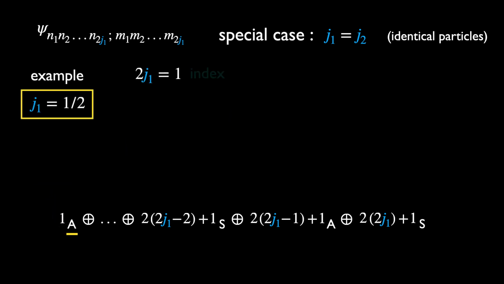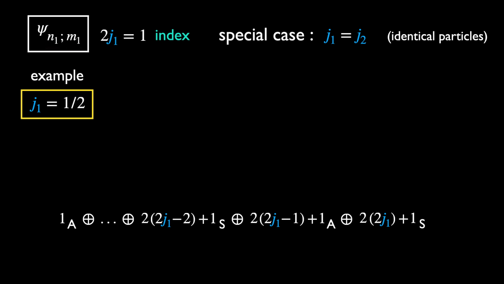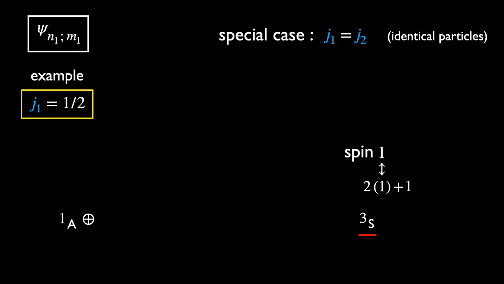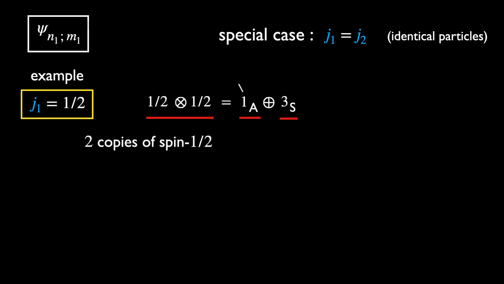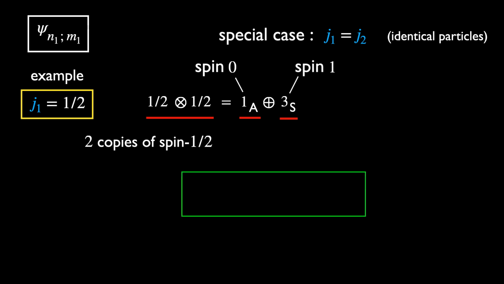And we have one index on either side of the semicolon. The highest spin is 1, which has 3 basis states that are all symmetric under particle exchange. So the product of two spin halves will give us a spin 0 and a spin 1 representation. This just corresponds to our decomposition formula.